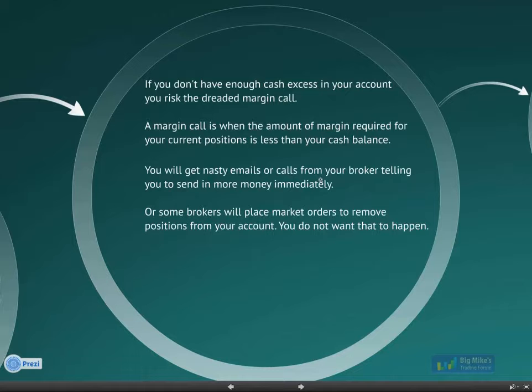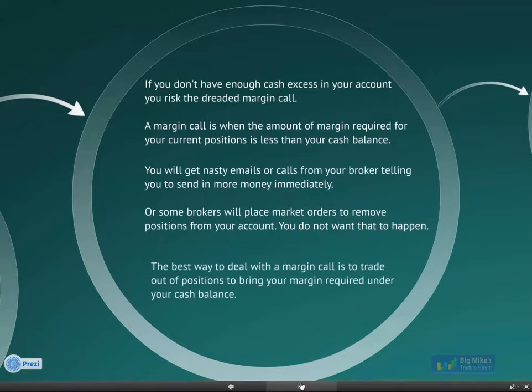You do not want that to happen, because market orders on options are not the thing to do. Most options are thinly traded, so you could really get a poor fill if you get traded out of position by a market order. The best way to deal with a margin call is to trade out of positions to bring your margin required under your cash balance. That's the best way to deal with that.